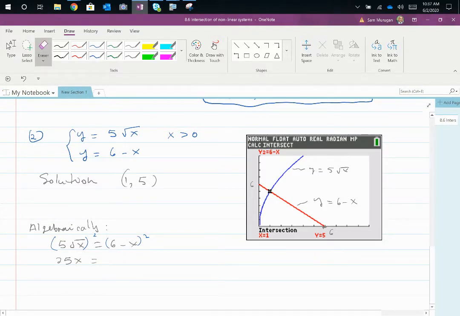would be x squared minus 12x plus 36. And then if we take away 25x from both sides, you would have x squared minus 37x plus 36 is equal to 0.